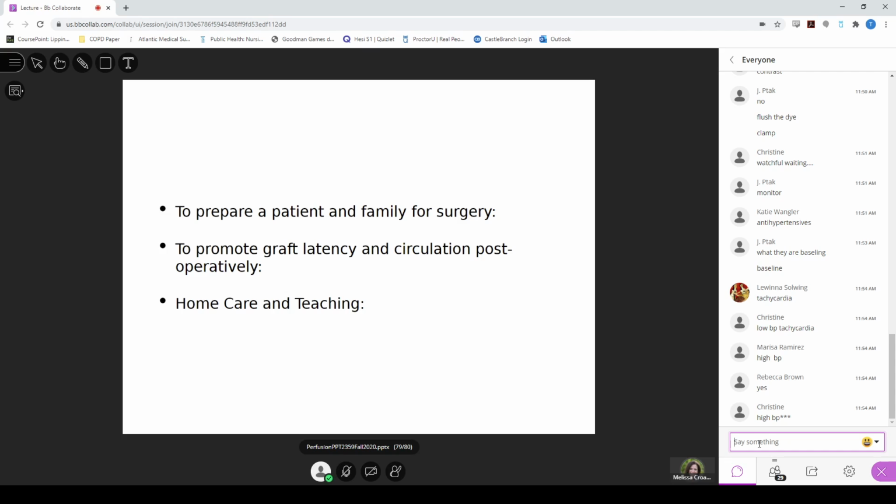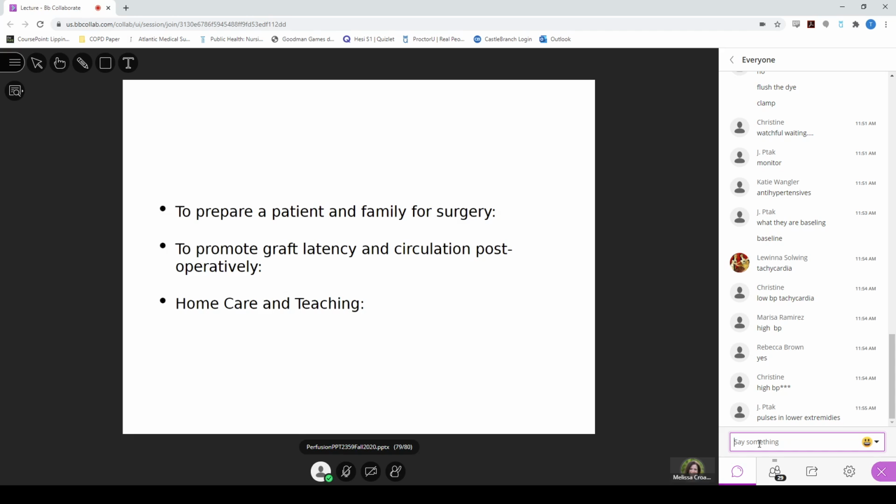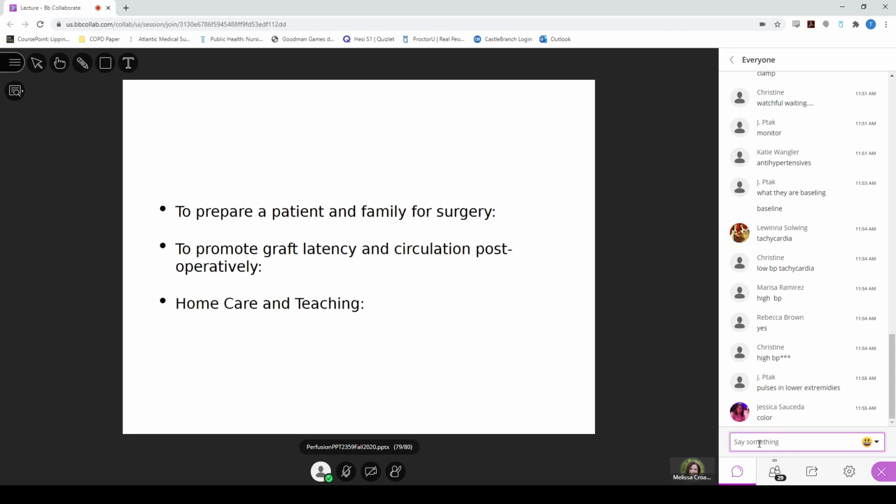The symptom of a graft occlusion. What is graft occlusion? The graft is blocked off. What are some symptoms of that? What would you be looking for? Think about it. Circulation's blocked off from that extremity, right? So you're going to see changes or a decrease in the quality of the pulse. Yeah, pulses in the lower extremity. What about color, temperature, the coolness of the skin below the level of the graft? And any type of pain in the area.